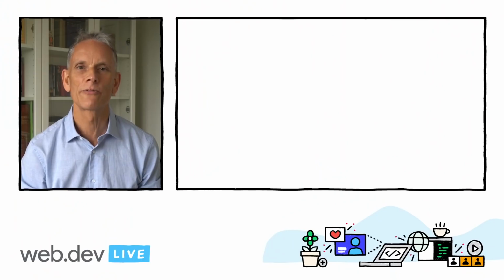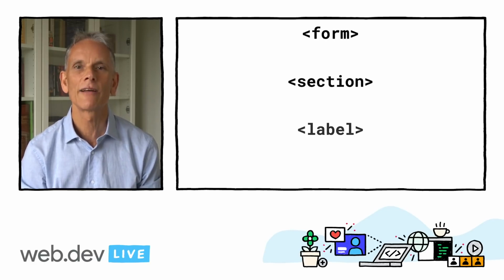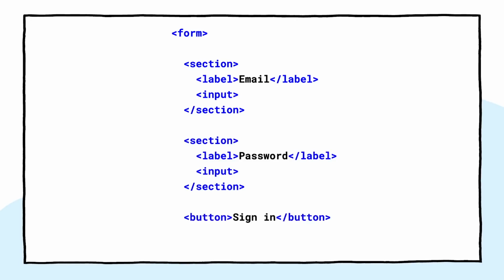First up, well-formed HTML is the backbone of a good sign-in experience. Use the elements built for the job. They've been around for years. Form, section, label, and button. And as I'll show you, using these elements as intended enables built-in browser functionality, improves accessibility, and adds meaning to your markup. Your basic HTML might start out something like this.